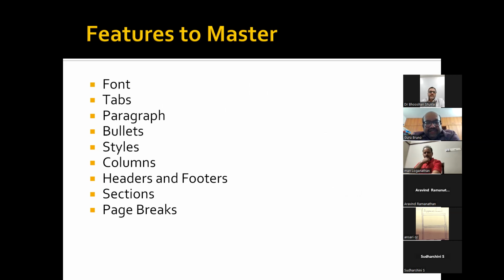For this, you need to know a few things. You need to know about fonts. You need to know about tabs. You need to know about paragraph settings. You need to know about bullets. You need to know about styles. You need to know about columns. You need to know about headers and footers. You need to know about sections. And you need to know about page breaks. If you know all these concepts, you can bring a very professional book by yourself. And none of this is very tough. Okay. It is all very, very easy. Only point is there is no one who will be teaching you like this.